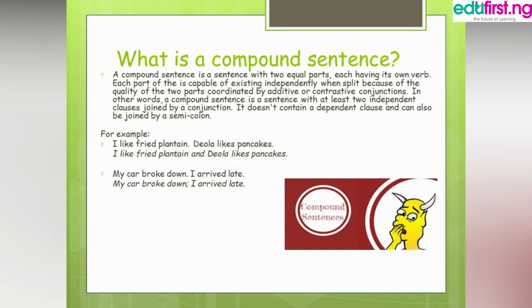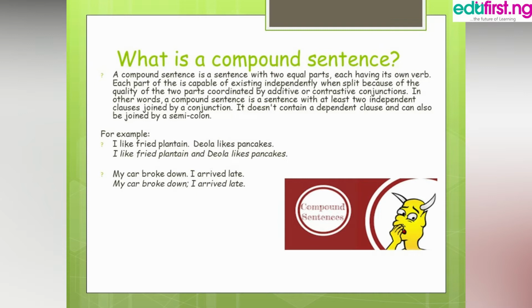I like fried plantain. Deola likes pancakes. I like fried plantains and Deola likes pancakes. Now the first part shows two different sentences: I like fried plantain. Deola likes pancakes. Two independent sentences. Now the introduction of a conjunction, and, links both sentences and makes it a single sentence and still makes perfect sense. I like fried plantain and Deola likes pancakes. Perfect, right? Let's take a look at the next example.